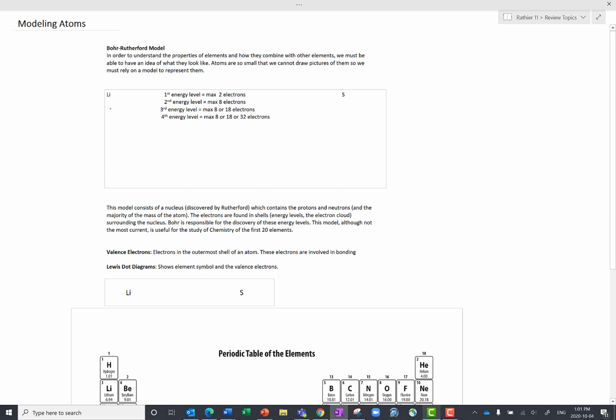Now, the examples that I'm using here are lithium and sulfur, which I've previously worked with, and we know that lithium has 3 protons, 3 electrons, and 4 neutrons. And with sulfur, we know that it has 16 protons, 16 electrons, and 16 neutrons. And we're specifically looking at sulfur 32 and lithium 7.